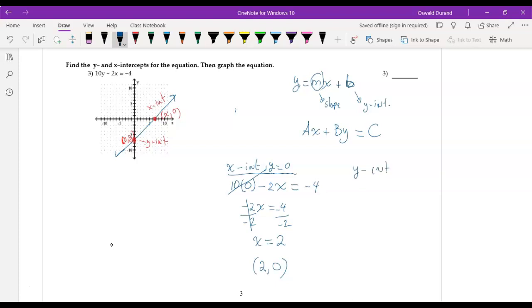Now let's find the y-intercept. The y-intercept is when x equals 0, so let's plug in 0 for x. We have 10y minus 2 times 0 equals negative 4. Negative 2 times 0 is 0, and we have 10y equals negative 4. Divide by 10.